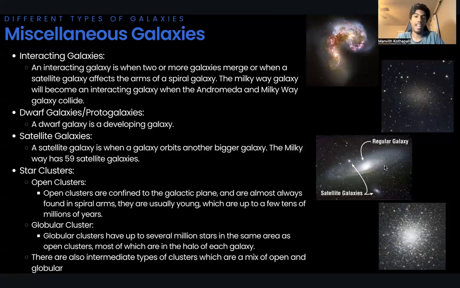Globular clusters, on the other hand, have up to several million stars in the same area as open clusters, most of which are in the halo of stars of each galaxy, and also have type 2 stars. Each galaxy has different amounts of globular clusters. There are also intermediate types of clusters, which means it is a mix of globular and open clusters.